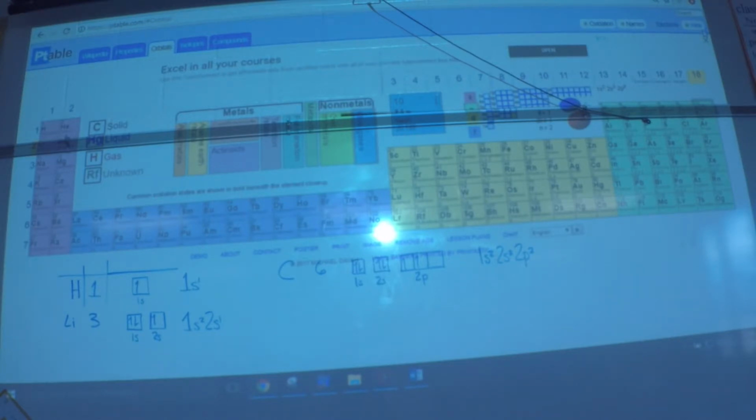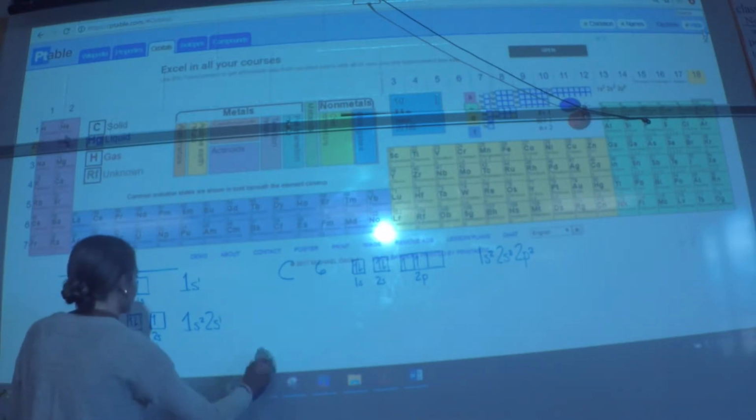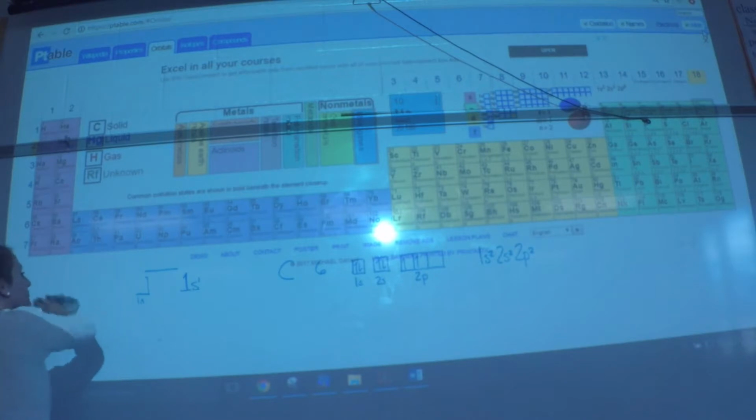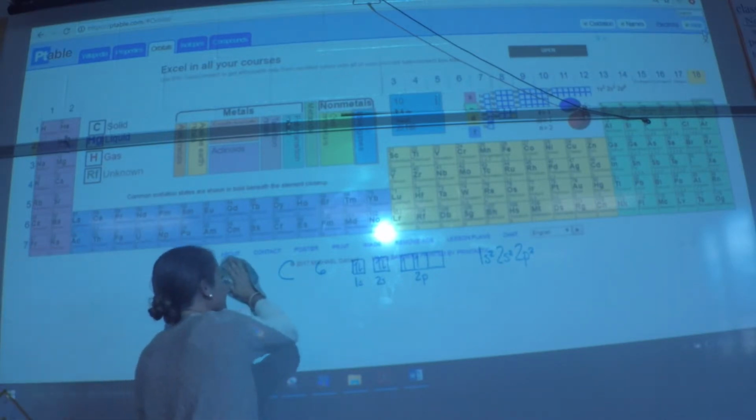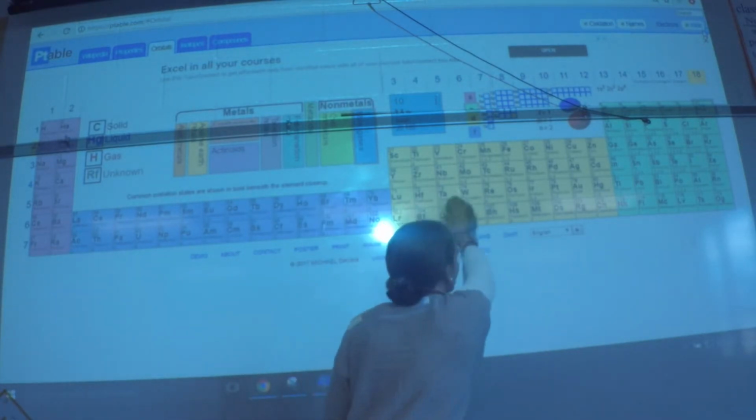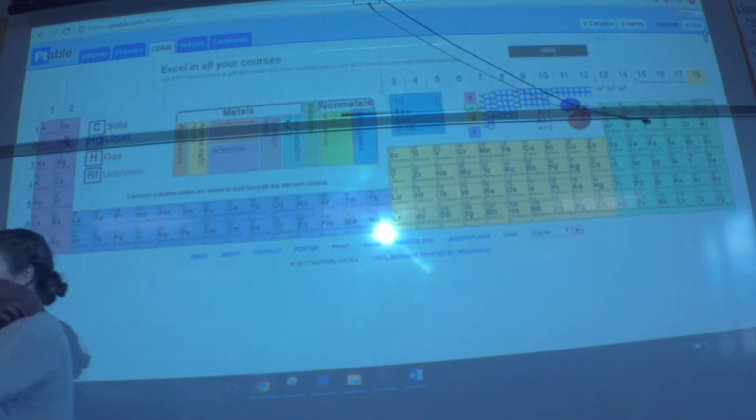So do you do 2p and then 3s? You put the 3s after here, not with the other s. Good, because it should be written in the order that it's filling. Yeah, do sodium and aluminum.